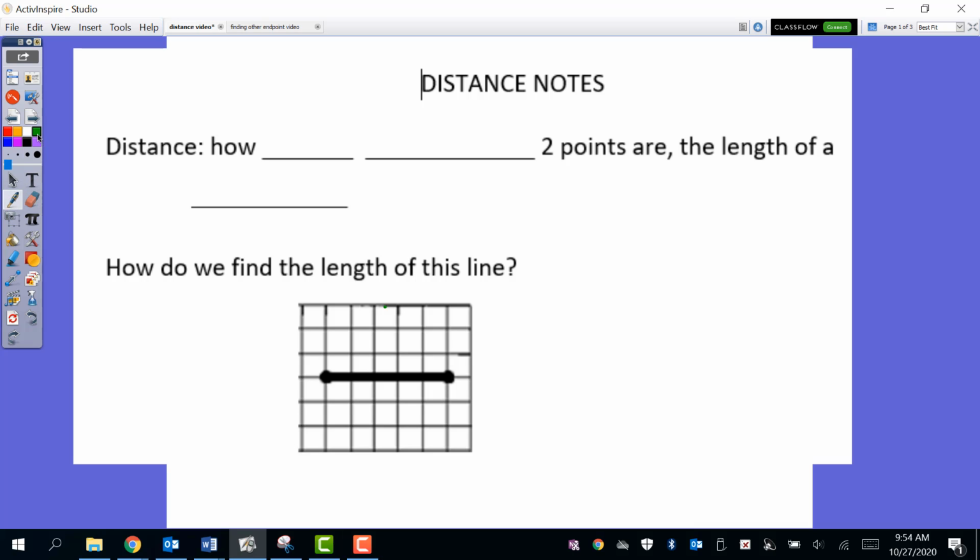Okay, students, so today we're going to learn about the distance. So what's the distance? The distance is how far apart two points are and the length of a line. So here we have a line and we need to find the length between this point and the other point. What we need to do is just count the blocks and you'll find the length of the line. So from here to here is 1, 2, 3, 4, 5. So here you have 5 units and all you do is count how many blocks.